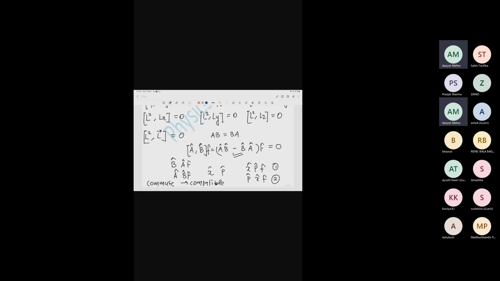Two matrices can have the same eigenstates, isn't it? So that's what I'm saying. If two operators are compatible, if you can measure them at the same time, it means their eigenstates must be the same. In general, if they are not compatible, you can't measure them at the same time. Then their eigenstates will be different. That's what I'm saying.